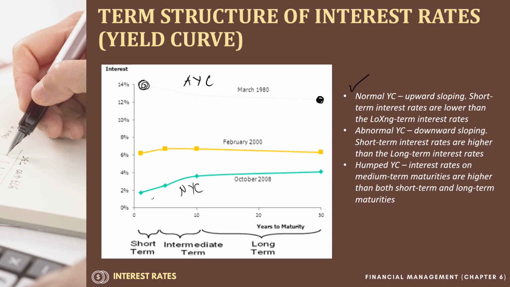And then lastly, we have the humped yield curve, where interest rates on medium-term maturities are higher than both the short-term and the long-term maturities. As you can see here, in the intermediate or medium-term years, the interest rates are higher than the short-term and the long-term. So basically, this is the humped yield curve.